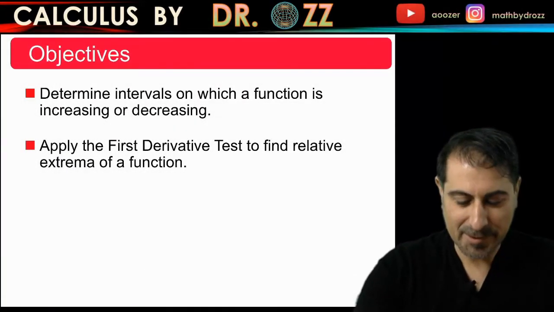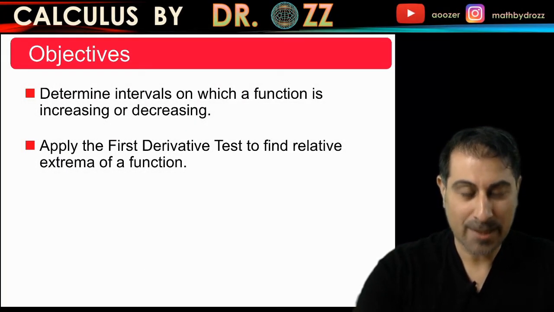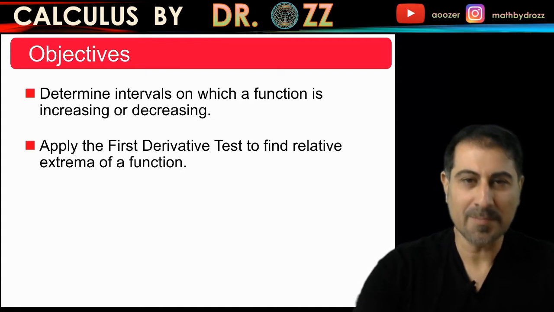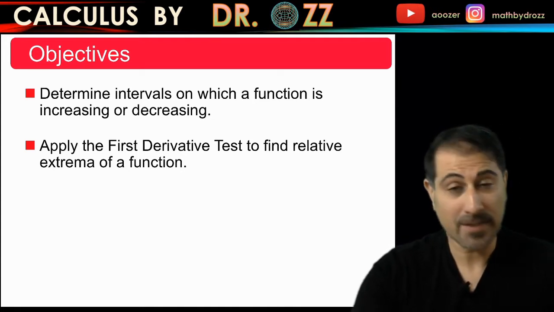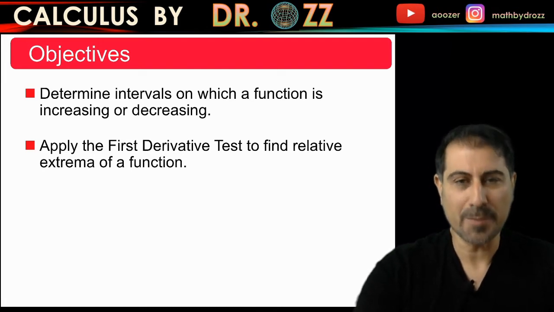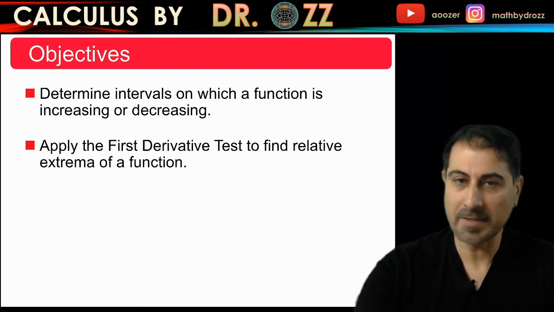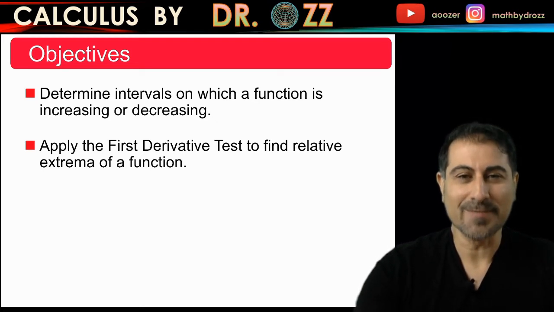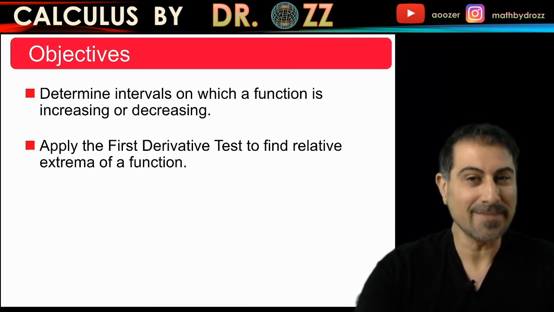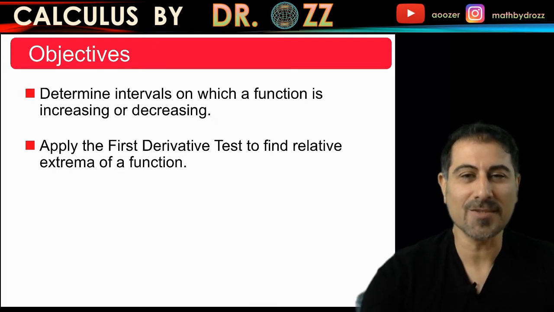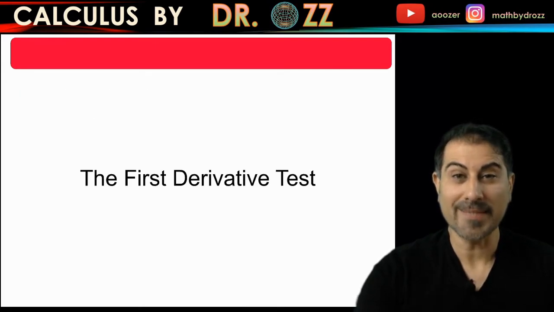All right, in the first video, we talked about increasing and decreasing behavior of functions on subintervals by looking at, in fact, f prime and the critical numbers. So now we're going to learn what the first derivative test is, and we're going to apply the first derivative test to find relative extrema of functions. All right, let's get started.